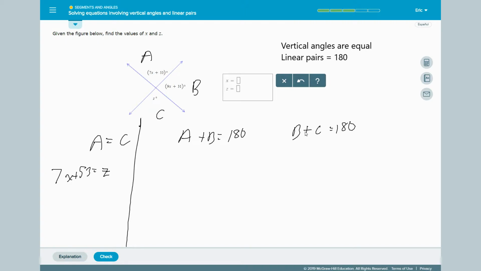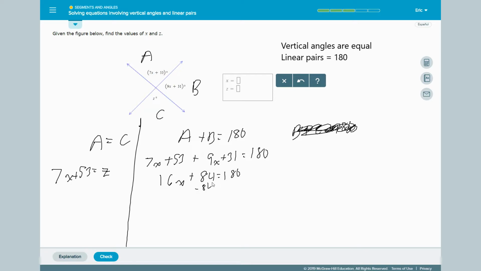The same thing goes for b and c. So I'm actually not even going to use this because I don't have to. I'm going to start with a plus b equals 180. Why? Because they both have x. So 7x plus 53 plus 9x plus 31 equals 180. 7x plus 9x is 16x. 53 plus 31 is 84.